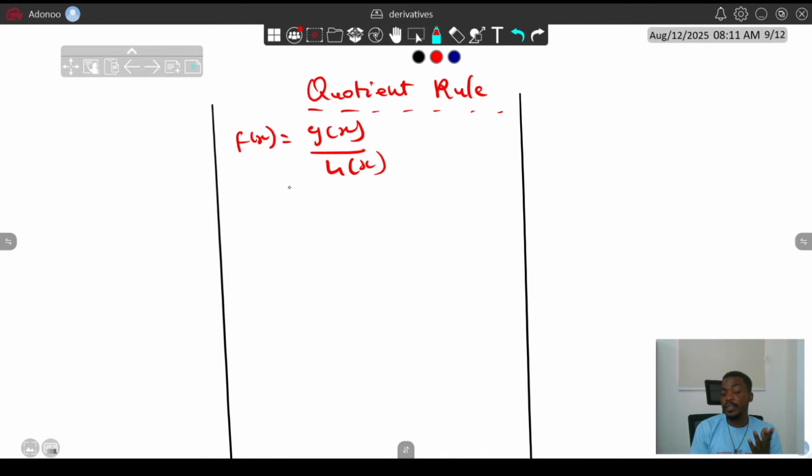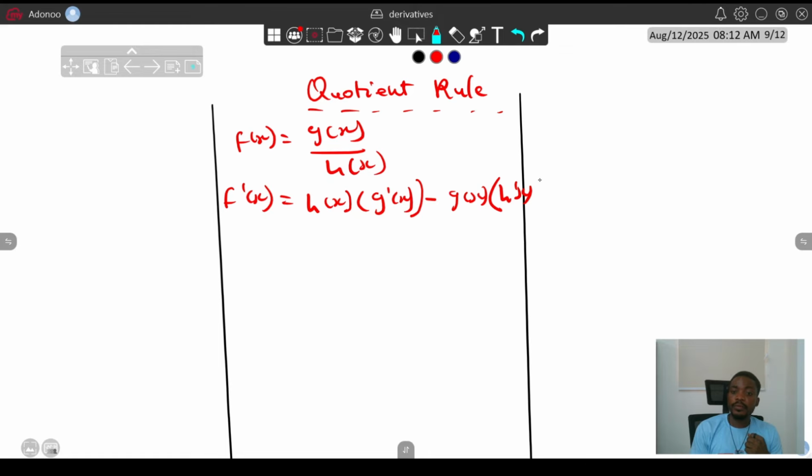What does the quotient rule say? The quotient rule says f prime of x should be equal to h of x times g prime of x minus g of x times h prime of x, all over h of x all squared. Okay, so let's look at an example.